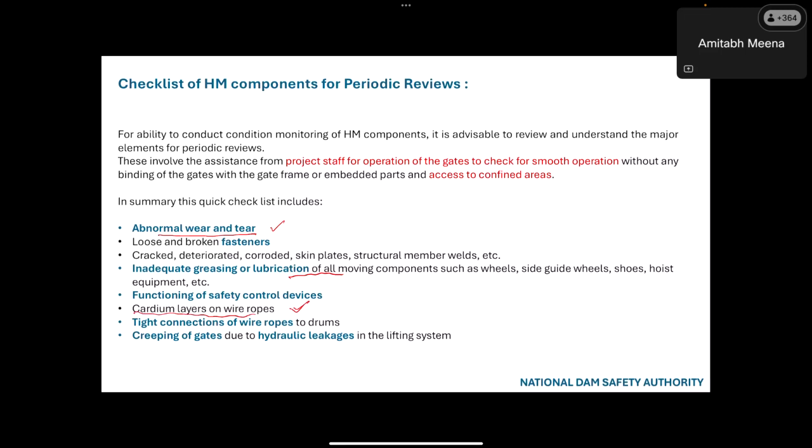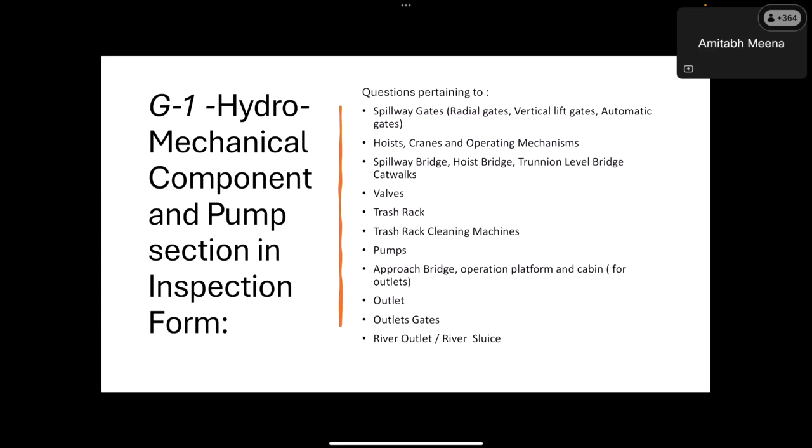Okay. So in our inspection form, under G1, hydromechanical components, there are these things. We cover spillway gates. There are questions related to these. We have already covered the situations in detail. Now just a brief about the inspection forms. So there are questions about hoists, cranes, operating mechanisms, spillway bridge, hoist bridge. These are just basic English words, and anybody can understand these. And when they go, they can fill the forms accordingly.